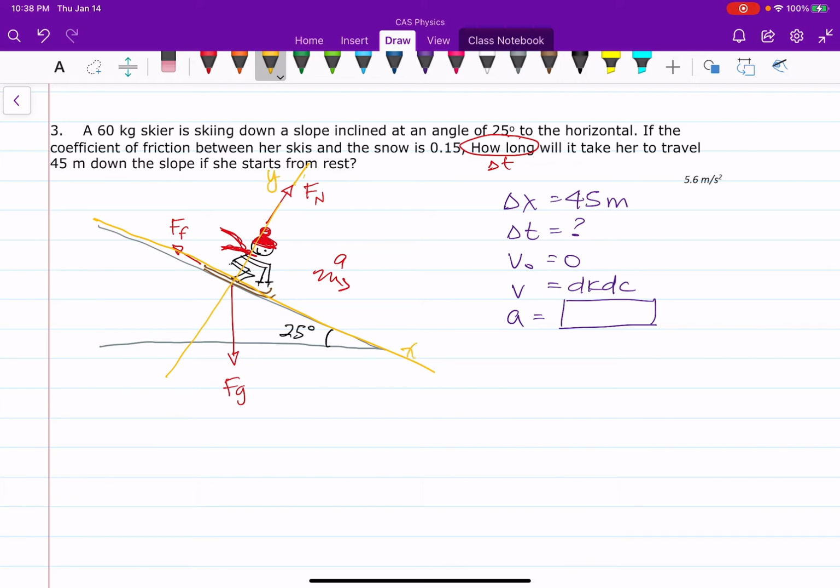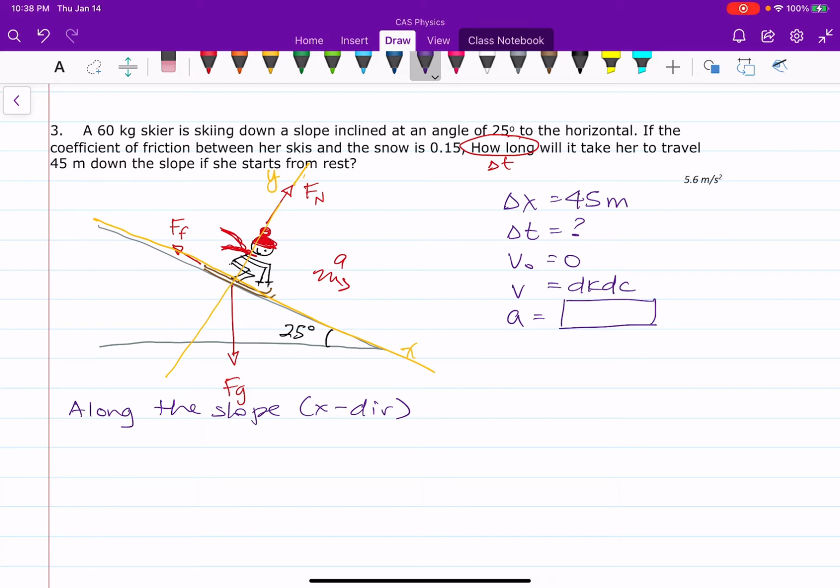And now she's accelerating down the ramp. So we'll start off this problem looking at the x information. In this case, it's not horizontal, but it's along the slope, and that's in the x direction, right? So what's happening in the x direction? Well, you've got the force of friction.